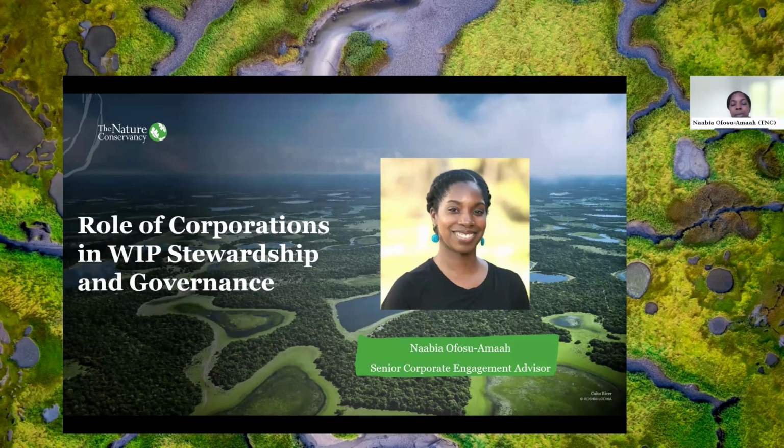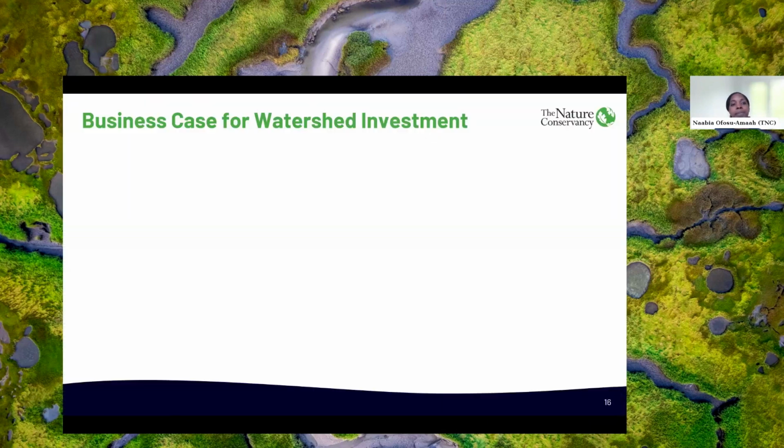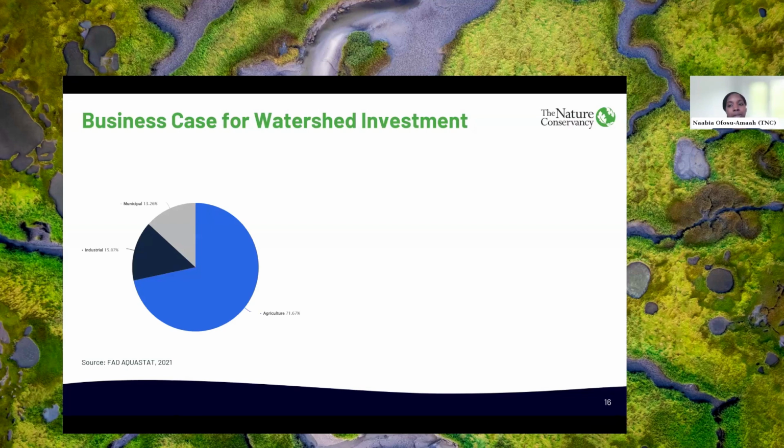It's really critical for them to be involved in these watershed investment programs as essential water users in a lot of the places where we're working, and for a number of reasons that I'll cover in the presentation as well. And companies also recognize that there is a business case for them to invest in watersheds as well. You can see here information from the Food and Agriculture Organization of the UN on global water withdrawals.